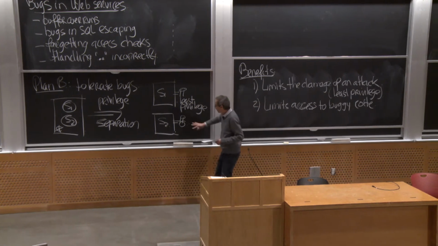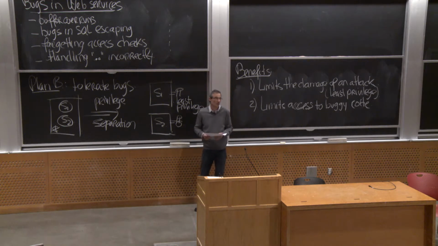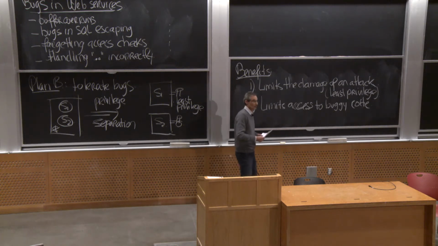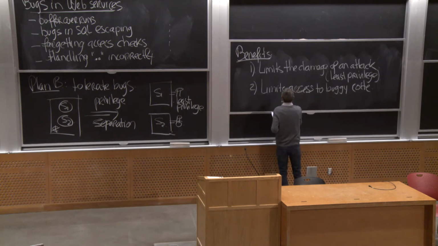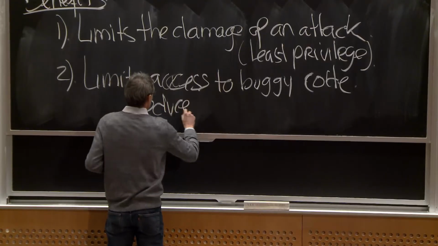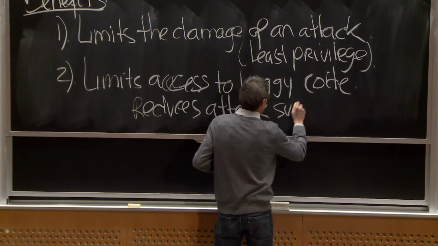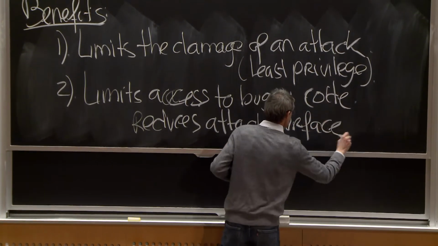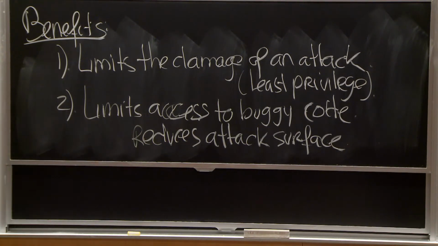If there's less code in one of these boxes, or more specialized to one purpose, then the attack surface the attacker has available is smaller. And so often this is also phrased in terms of it reduces attack surface. Does it all make sense?